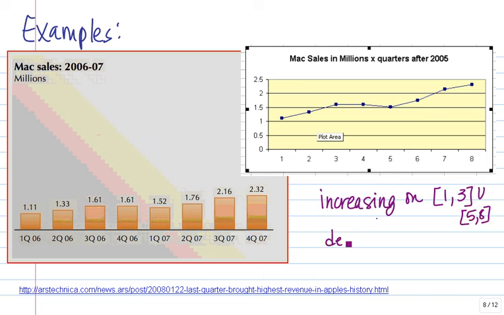Where is it decreasing? It's decreasing on the interval from 4 to 5. And where is it constant? It's on the interval from 3 to 4. So you understand that I knew if it was increasing, decreasing, or constant because of what was happening to the y values. But my answer had to be the x values.